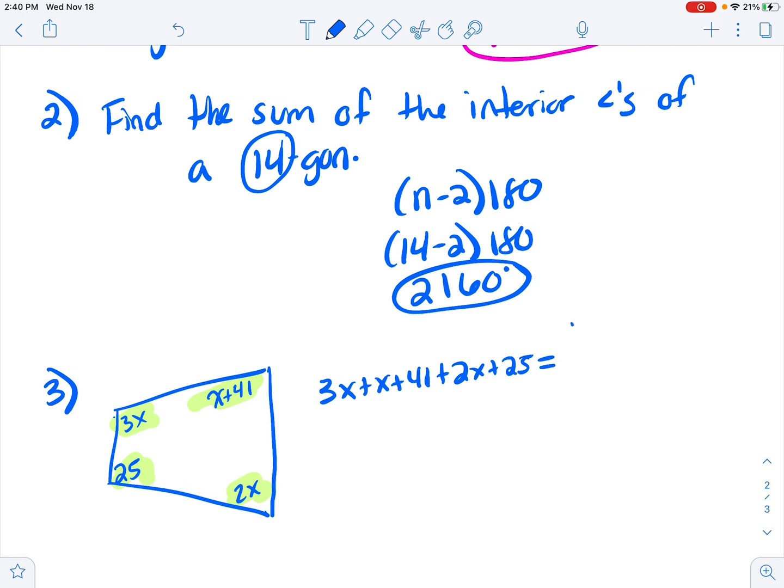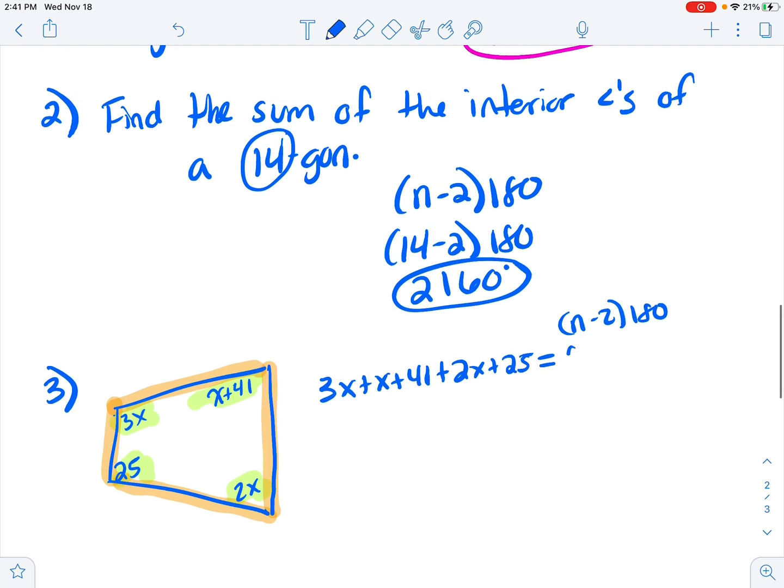So we're going to use n minus 2 times 180. Well, how many sides does this guy have? We have 1, 2, 3, 4. So we have 4 minus 2 times 180. Okay, so let's put our x's together. 3x, 4x, 5, 6x, plus 41 plus 25 would be 66. 4 minus 2 is 2. 2 times 180 would be 360.